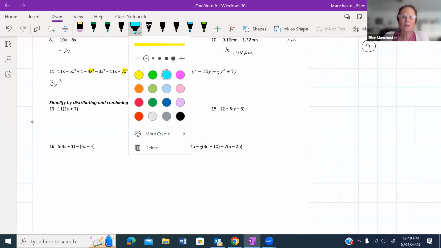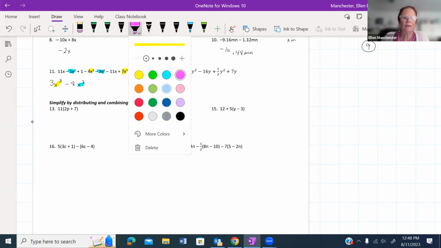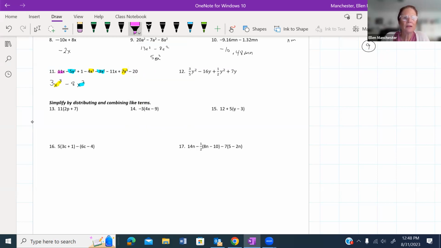Now, I'm going to go to x squared. So I have negative 5x squared and I have negative 3x squared. So negative 5 and negative 3 is a negative 8x squared. Color coded here. And then I have x's, 11x, negative 11x. Those two are going to go together. So if I put those together, I end up with plus 0x. And I'm going to leave that there for a minute, and then I'll show you what we can do with that. So a positive 11 and a negative 11 cancel each other out.